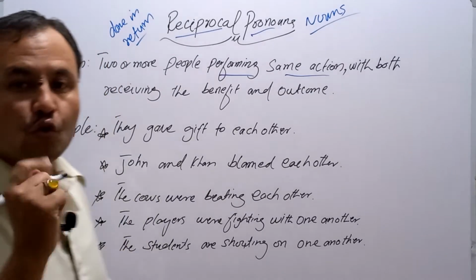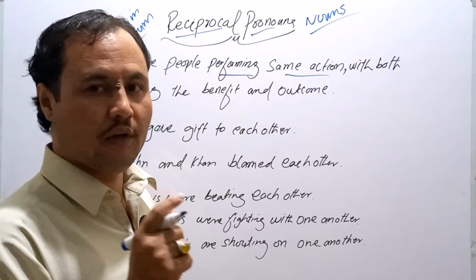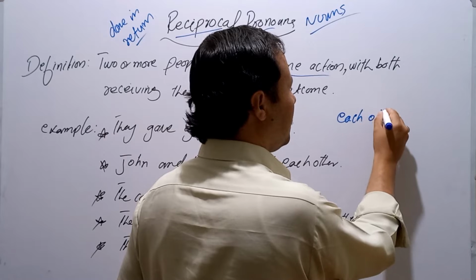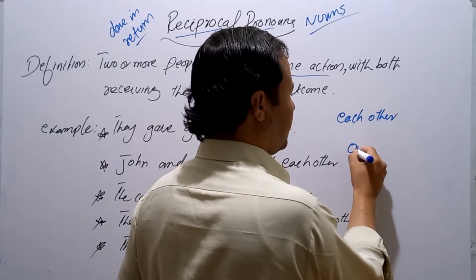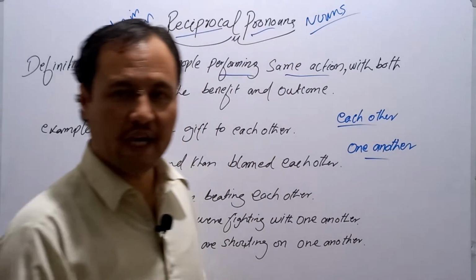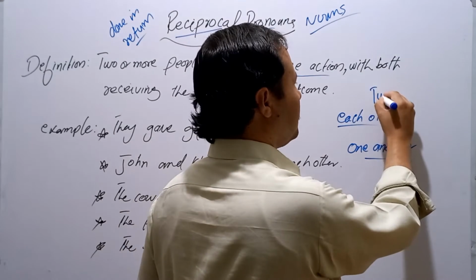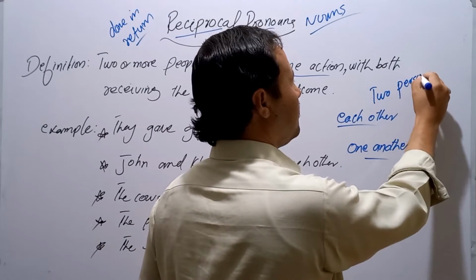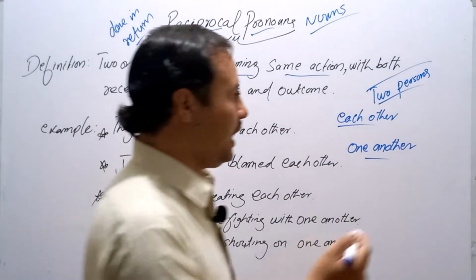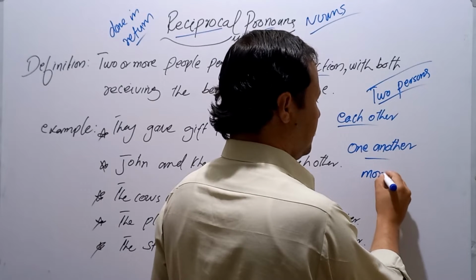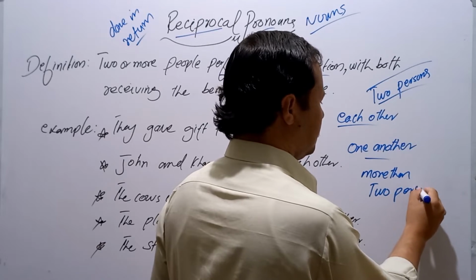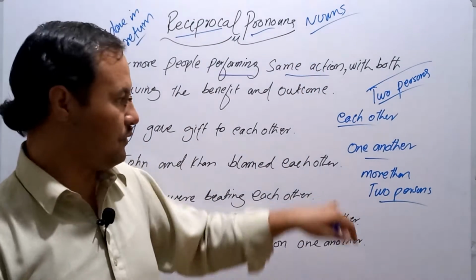So there are only two reciprocal pronouns. Among the pronouns we have two reciprocal pronouns. One is each other and the next one is one another. Now each other is used for two persons. When two persons are performing an activity, we use each other. If it is more than two persons, then we use one another.